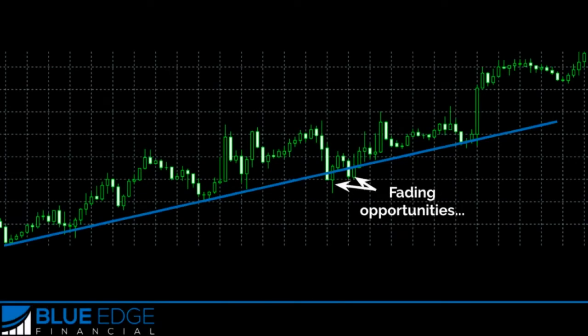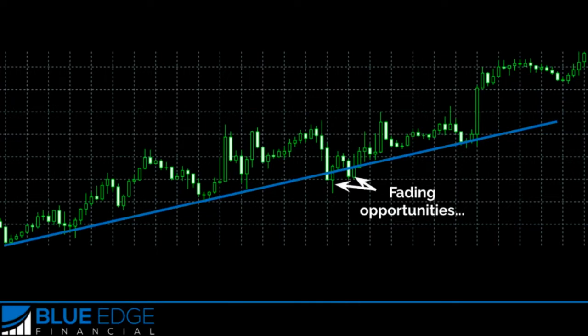In this section, we are going to talk about how to fade breakouts, or in other words, trade the fakeouts. The first thing we need to know is exactly when a potential fakeout is going to occur. Usually we can find potential fakeouts at support and resistance levels created through trend lines, chart patterns, or previous daily highs or lows. Let's start with trend lines like you can see here.